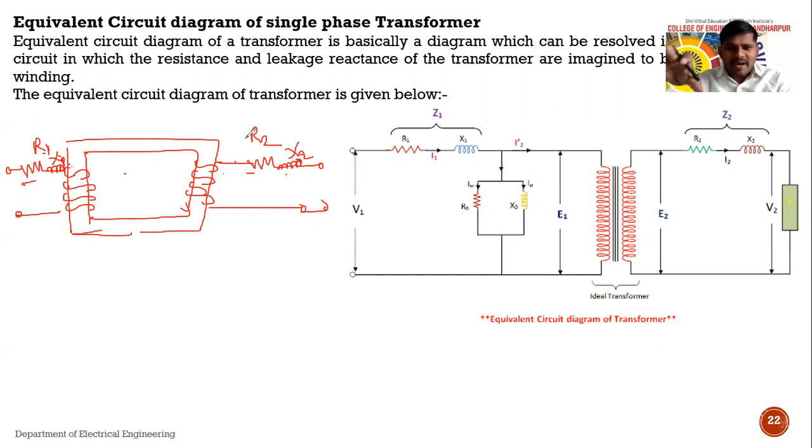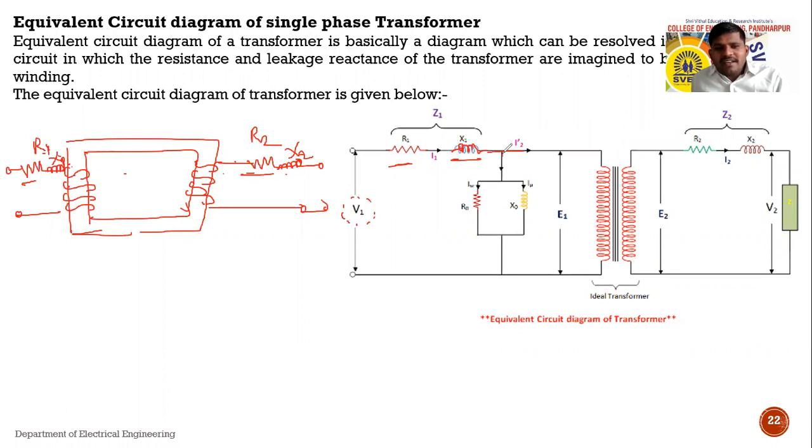Because it is a practical transformer, and a practical transformer has some losses. Because it has some winding resistance and some winding reactance. See, from that transformer we have drawn one equivalent circuit. So the equivalent circuit has the supply voltage, the primary winding resistance, and the primary winding reactance.